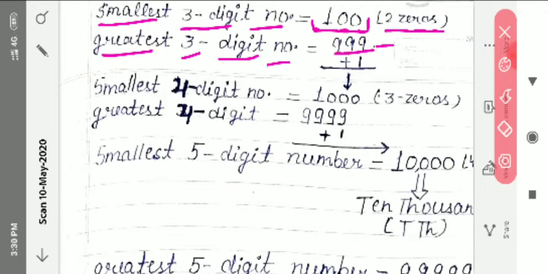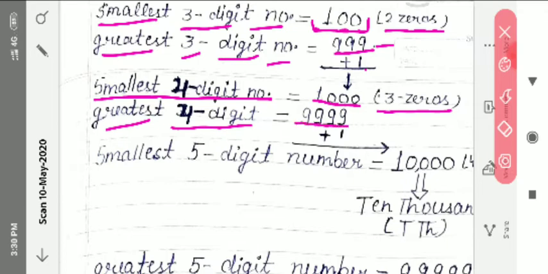We call it 999 in the naming word. If we add 1 here, then what will we get? 1000. In 1000, how many zeros are there? 3 zeros. So it is a 4-digit number. Similarly, what is the greatest 4-digit number? We write 9 four times.